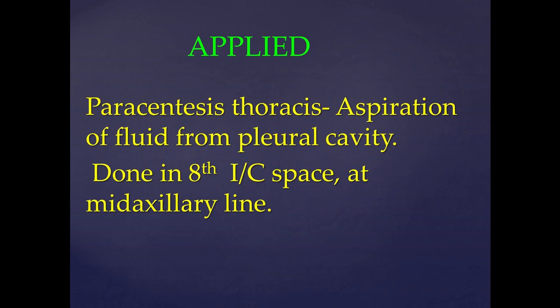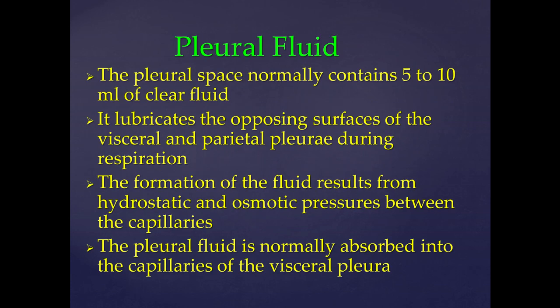Finally, we come to the applied. There is one procedure known as paracentesis thoracis, that is aspiration of fluid from the pleural cavity, and this is done in the 8th intercostal space at the mid-axillary line. The pleural cavity normally contains about 5 to 10 ml of pleural fluid, and it lubricates the opposing surfaces of the two types of pleura, visceral as well as parietal, during respiration.